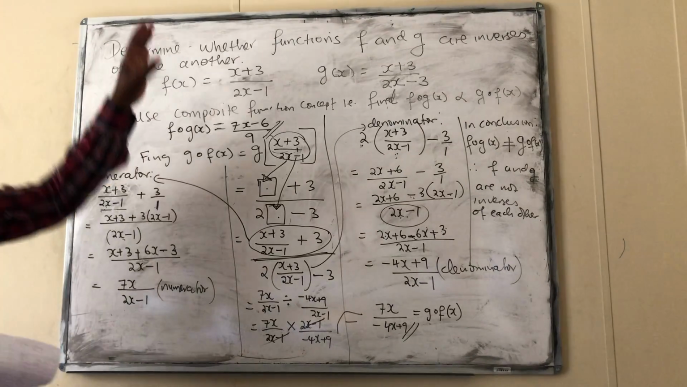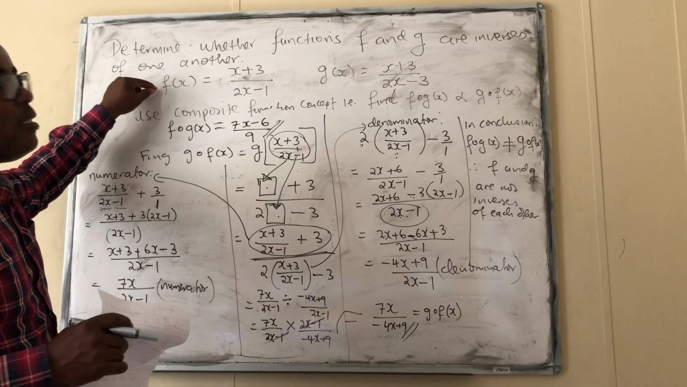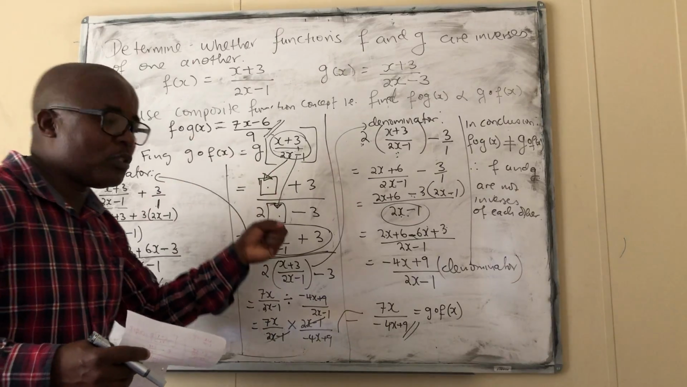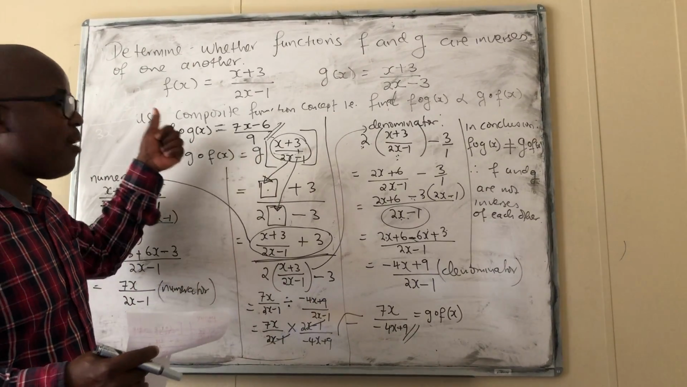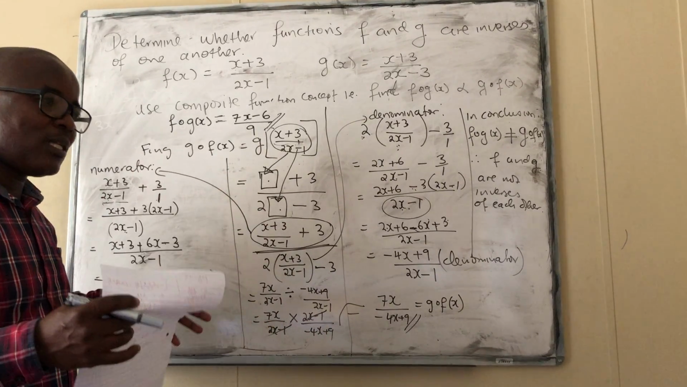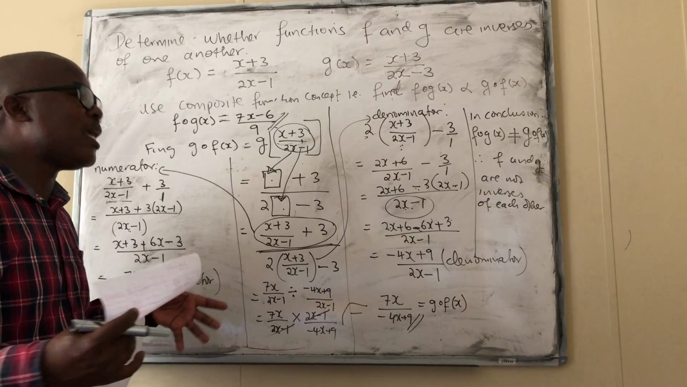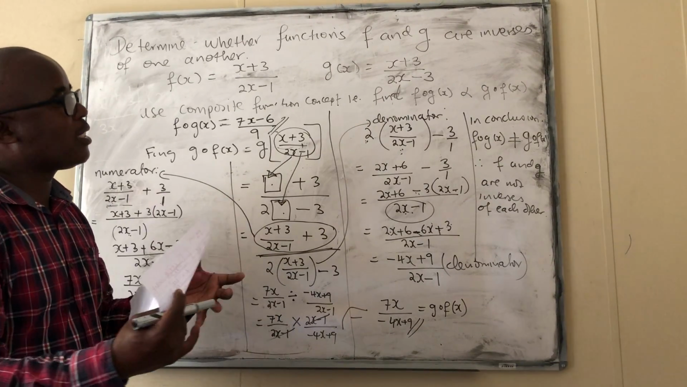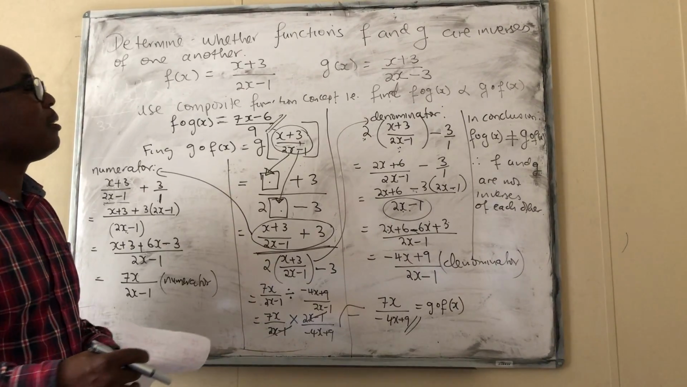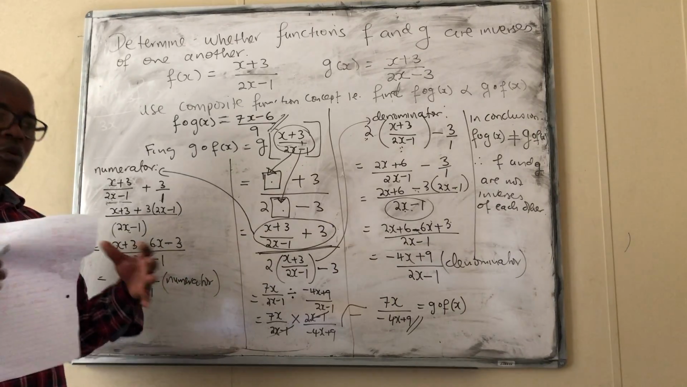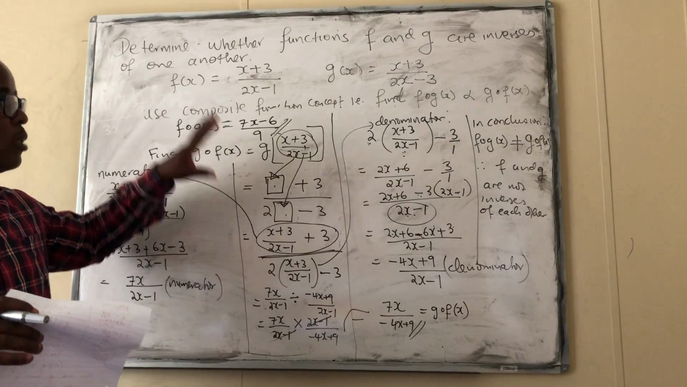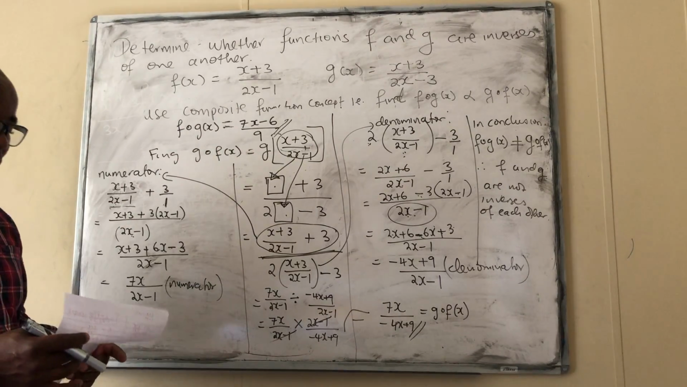When you are given this type of problem, you cannot find the inverse of f and then the inverse of g and make a conclusion there. You have to find the composition of these functions. Find f composite g, find g composite f. The answers that you get, you compare them. If they are the same, then you conclude that the two functions are inverses of one another. If they are different, then the two functions are not inverses of one another. So this is basically what we are expected to do as far as this type of problem is concerned.